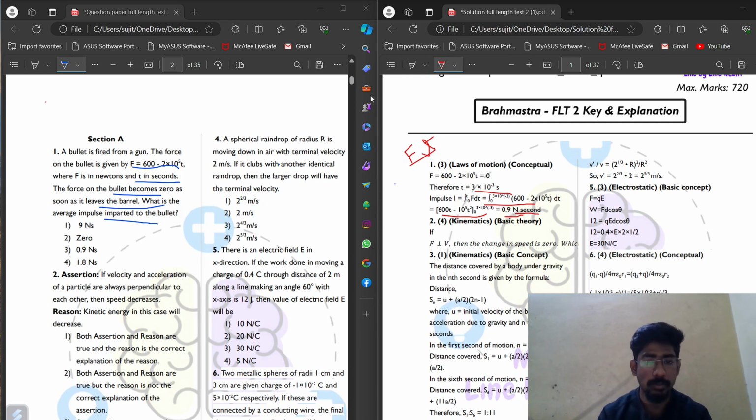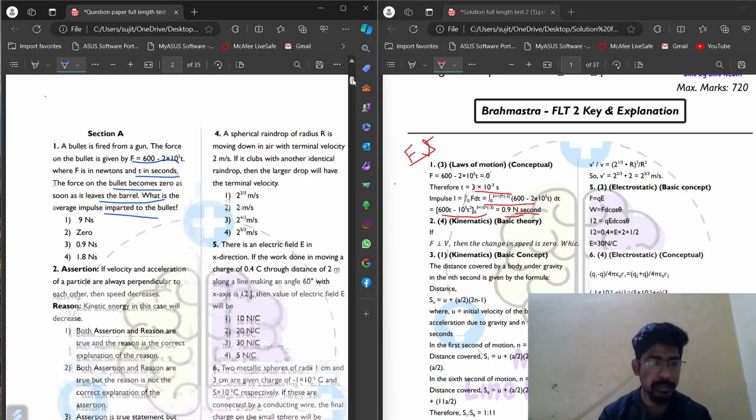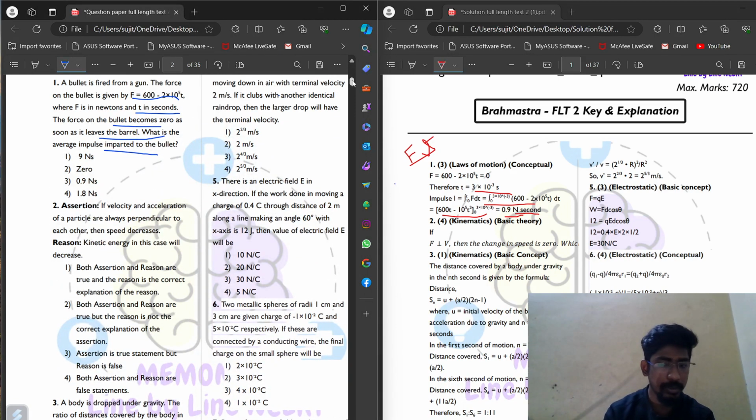Now the next question is an assertion reason based question, which is highly asked in the past few years. The second question is: if the velocity and acceleration of a particle are always perpendicular to each other, then the speed decreases. Velocity and acceleration of the particle are always perpendicular, that means the angle between them is 90 degrees.